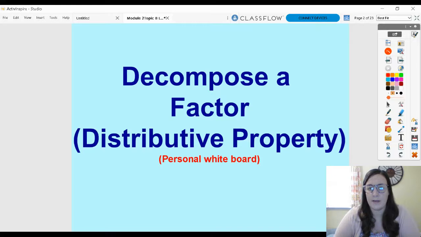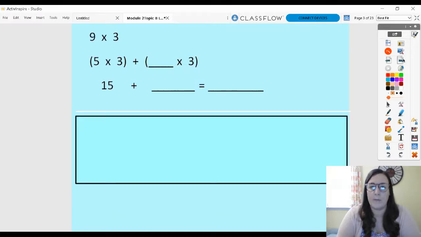So for our mental math today, we're going to be working with the distributive property or decomposing factors. So factors means we're dealing with multiplication. And when we talk about decomposing, we talk about breaking it apart. We're going to be breaking apart some numbers using that distributive property. So right here, they've given us this multiplication sentence of 9 times 3. They want us to break it apart, but we have to figure out which number they want us to break apart. Obviously, they've repeated times 3 in both of these. So the times 3 has stayed the same. The number that we're breaking apart is this 9.